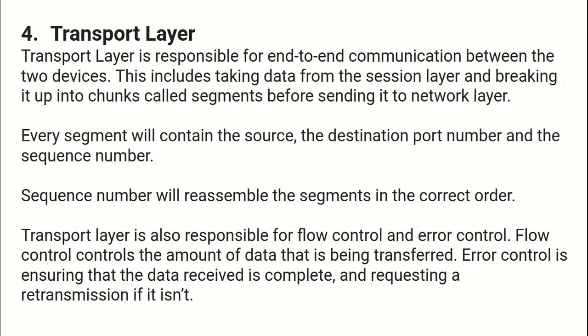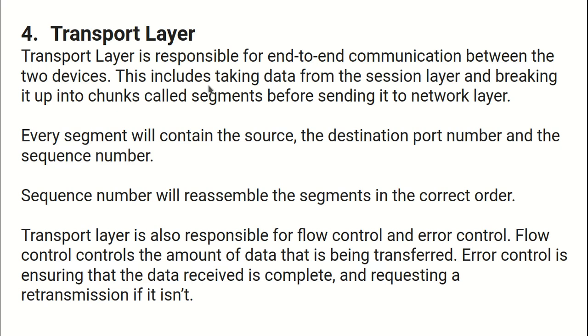Alright, so before sending it into the next layer, that is the network layer, it will divide the data into different chunks, that is called segments. Every segment will contain the source, the data that you want to transfer, the destination port number, which I have told you in the previous video is identifying an application, and the sequence number.